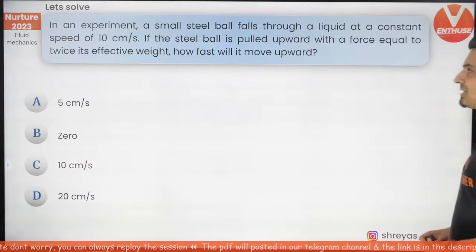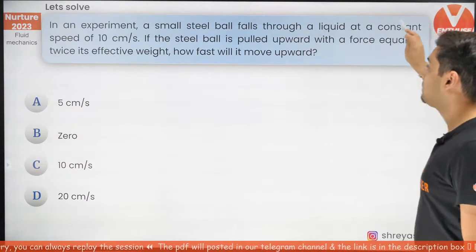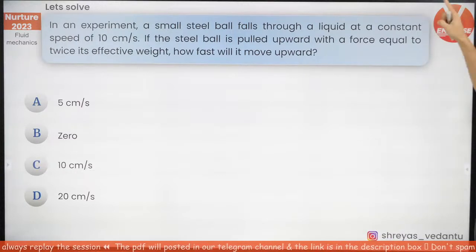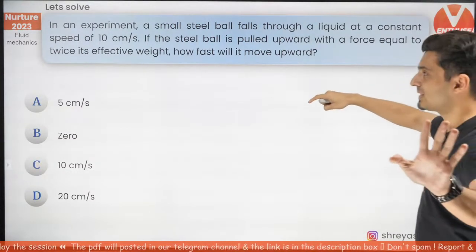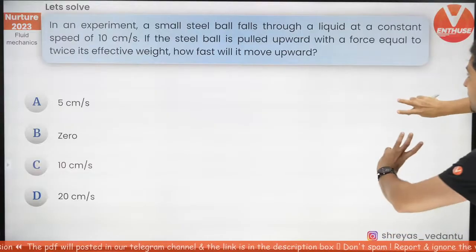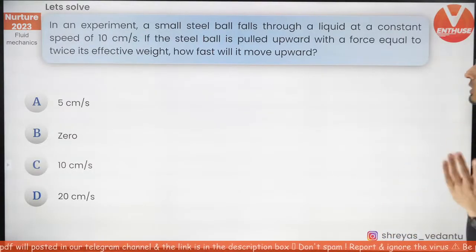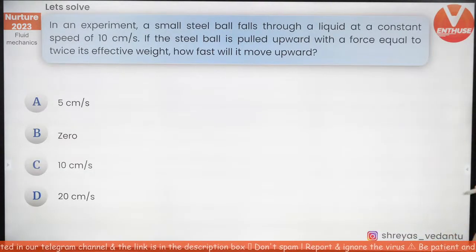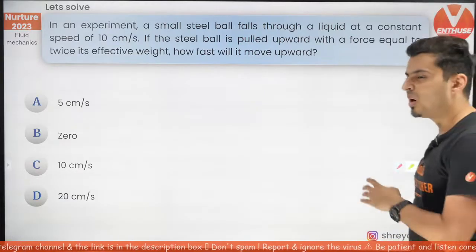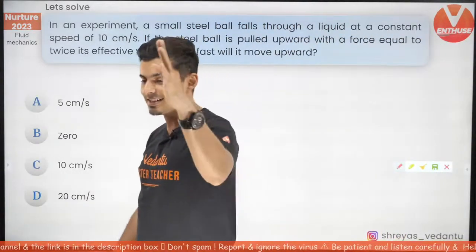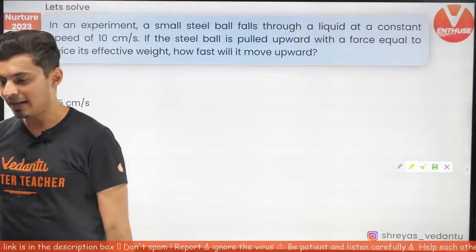So we have an experiment. A small steel ball falls through a liquid at a constant speed of 10 centimeters per second. If the ball is now pulled up with a force twice the weight, then how fast will it move up? Amazing logical reasoning question.